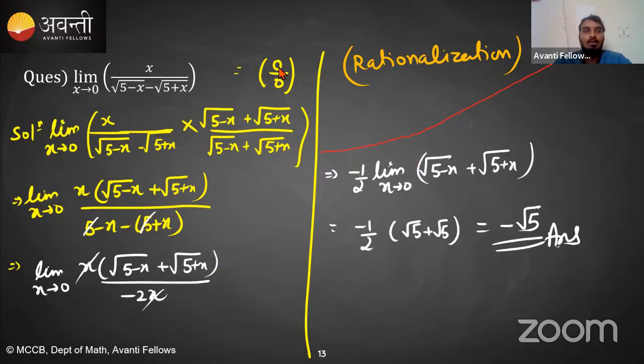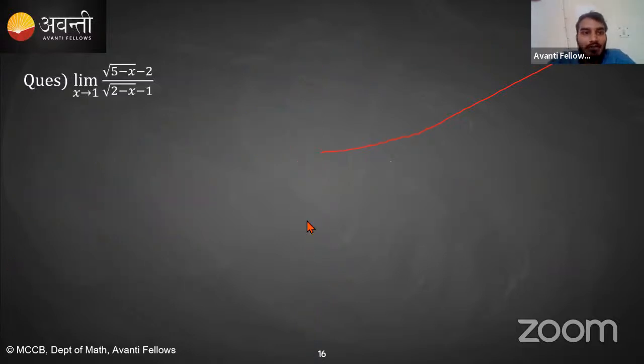Okay. So students, I'm giving you 2 minutes, everyone. Solve this question and let me know the answer. Again, what form is it? Put x equal to 1. So root 5 minus 1, which is 2, minus 2, which is 0 upon 0. So this is again 0 by 0 form, right? I'm giving you 2 minutes, solve this question and let me know the answer. Your time starts now. Everyone solve it.